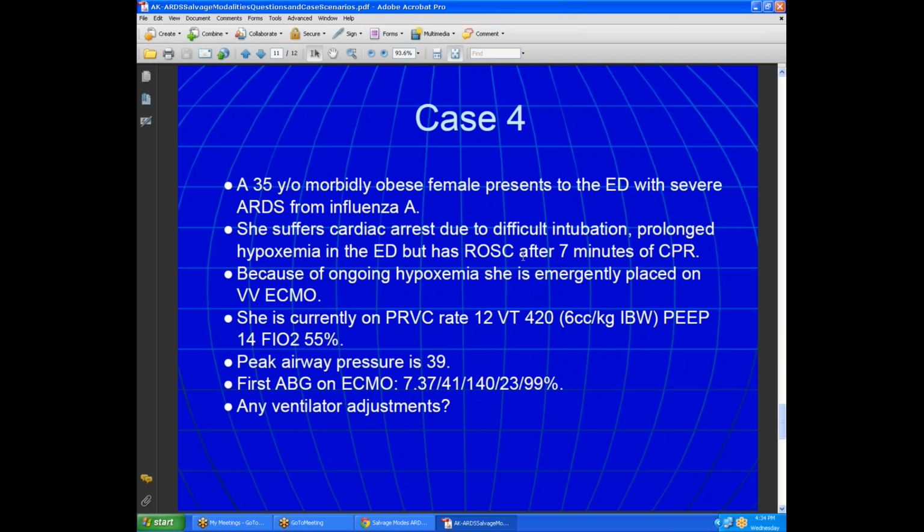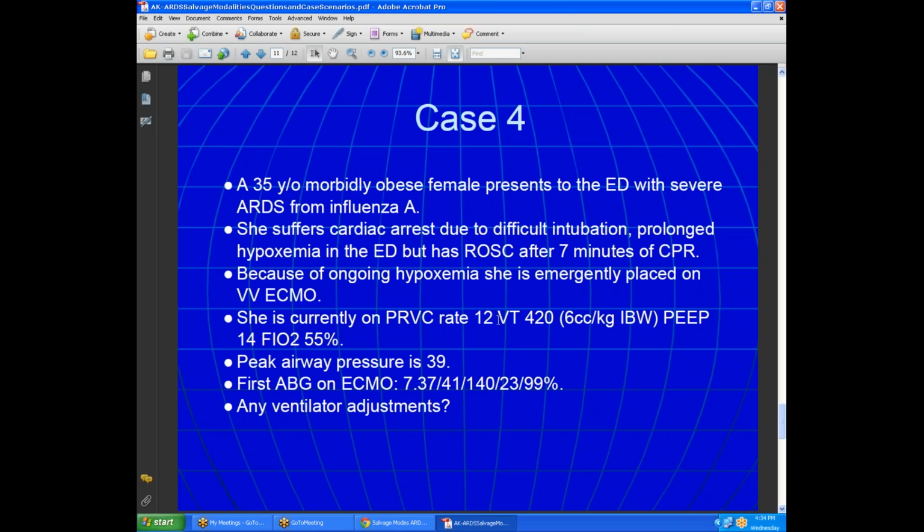All right, last case. I'll go in two parts. A 35-year-old morbidly obese female presents to the ED with severe ARDS from influenza A. She suffers a cardiac arrest in the ED due to difficult intubation and prolonged hypoxemia, but she has return of spontaneous circulation after 7 minutes of CPR. Because of ongoing hypoxemia, she's emergently placed on VV ECMO.